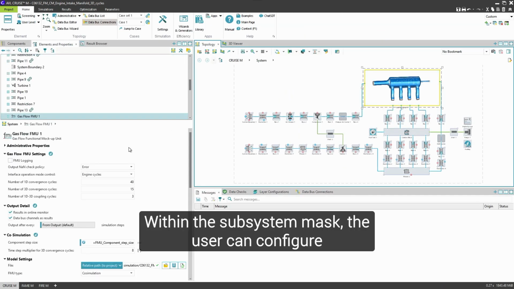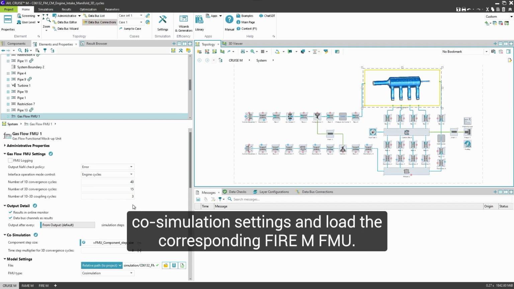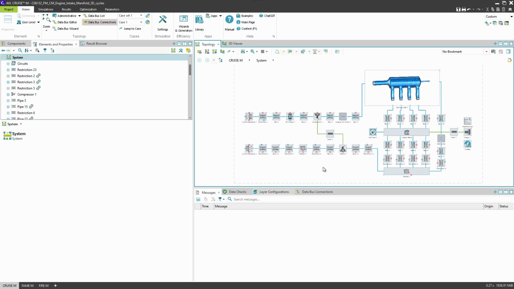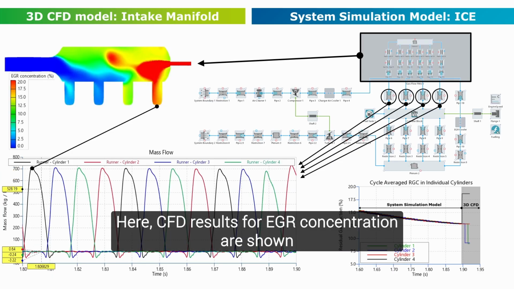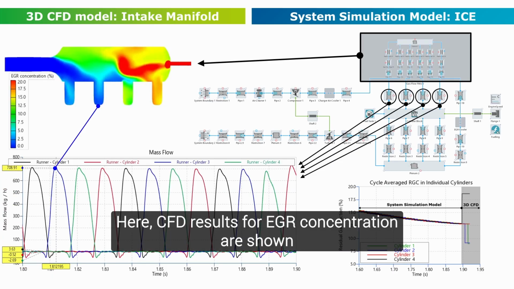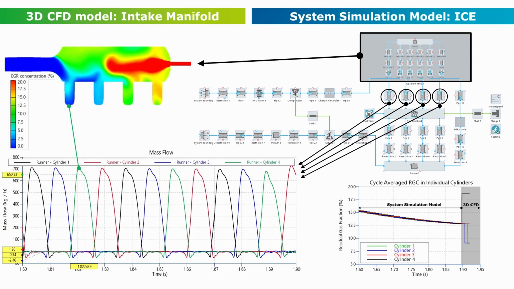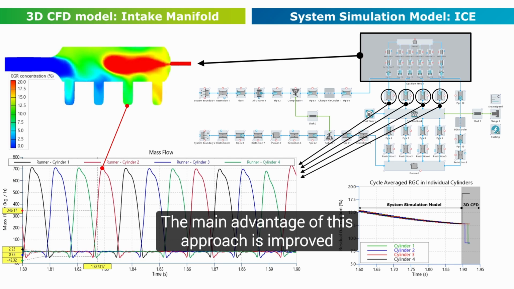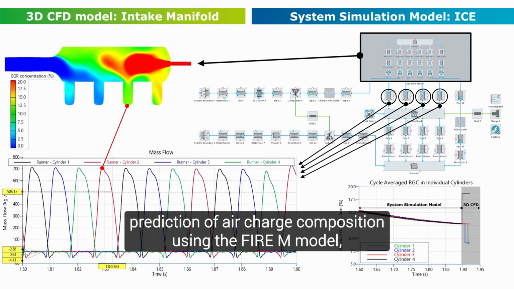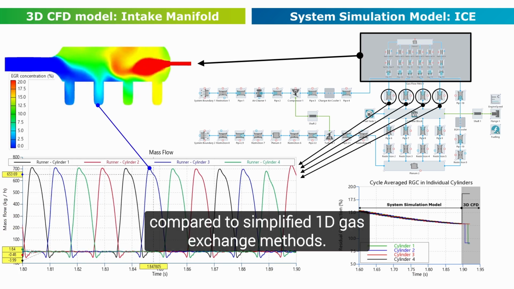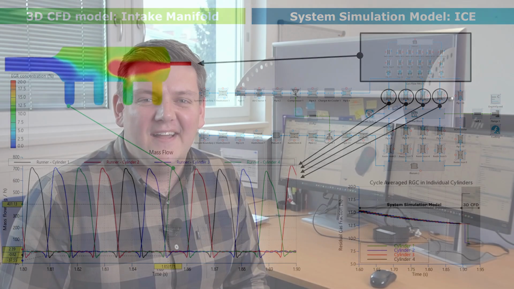Within the subsystem mask, the user can configure co-simulation settings and load the corresponding Fire M FMU. Here, CFD results for EGR concentration are shown alongside the mass flow entering individual cylinders. The main advantage of this approach is improved prediction of air charge composition using the Fire M model compared to simplified 1D gas exchange methods.